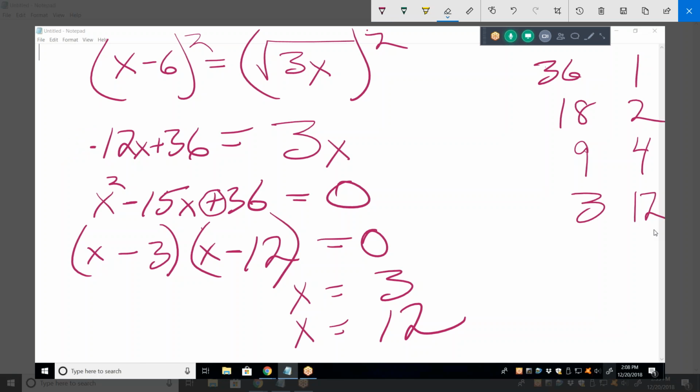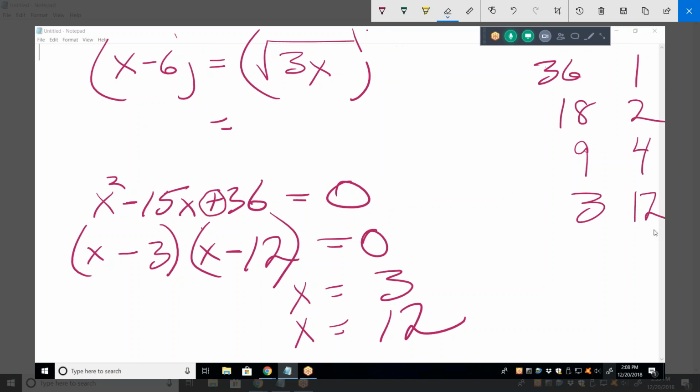Square it. And now substitute 3 on the other side. Hold on a second. I didn't mean to square it. Excuse me. In fact, that screws the whole thing up.